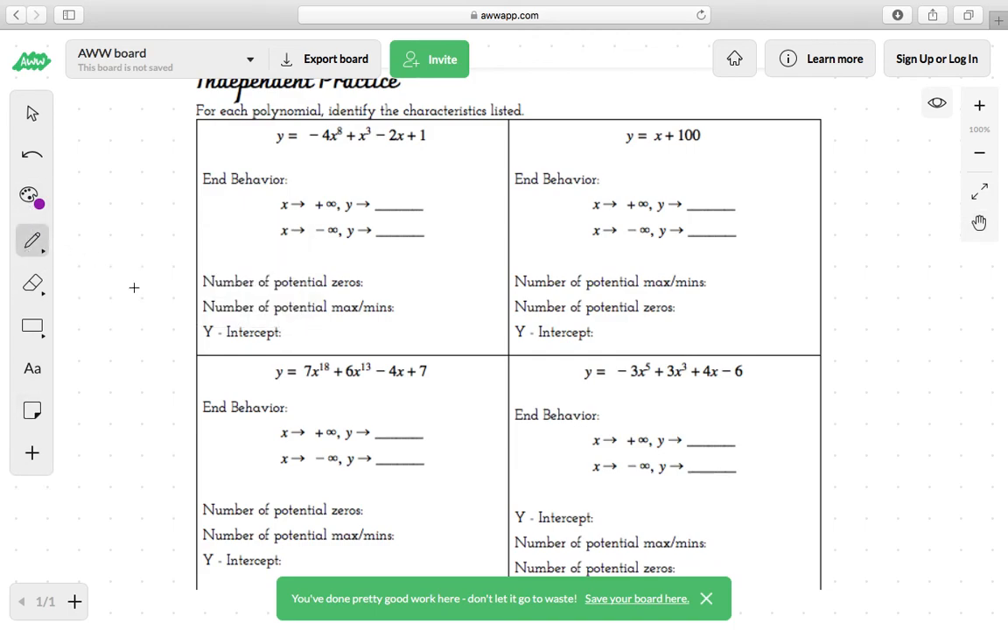So for end behavior, we want to look at our leading coefficient. And this is in standard form. So our leading coefficient is out in front, which is -4. So because it's negative, this also has to be negative. Then I look at my degree. My degree is my highest exponent, which is 8. 8 is even. Even means the same, so I also do a negative infinity. So these two blanks have to be the same.